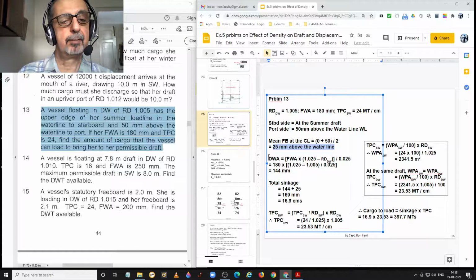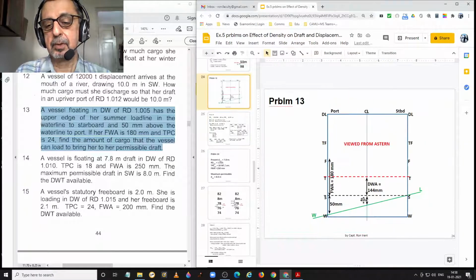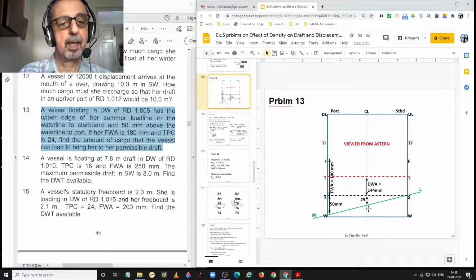We have been given a freshwater allowance of 180 millimeters. Now, we know this is 25 millimeters above the water line at the center line. The summer load line is 25 millimeters above the water line. And we have to calculate the amount of cargo to load so that it will bring the vessel to her permissible draft. The permissible draft in this case is on your summer load line as given to us in the problem.